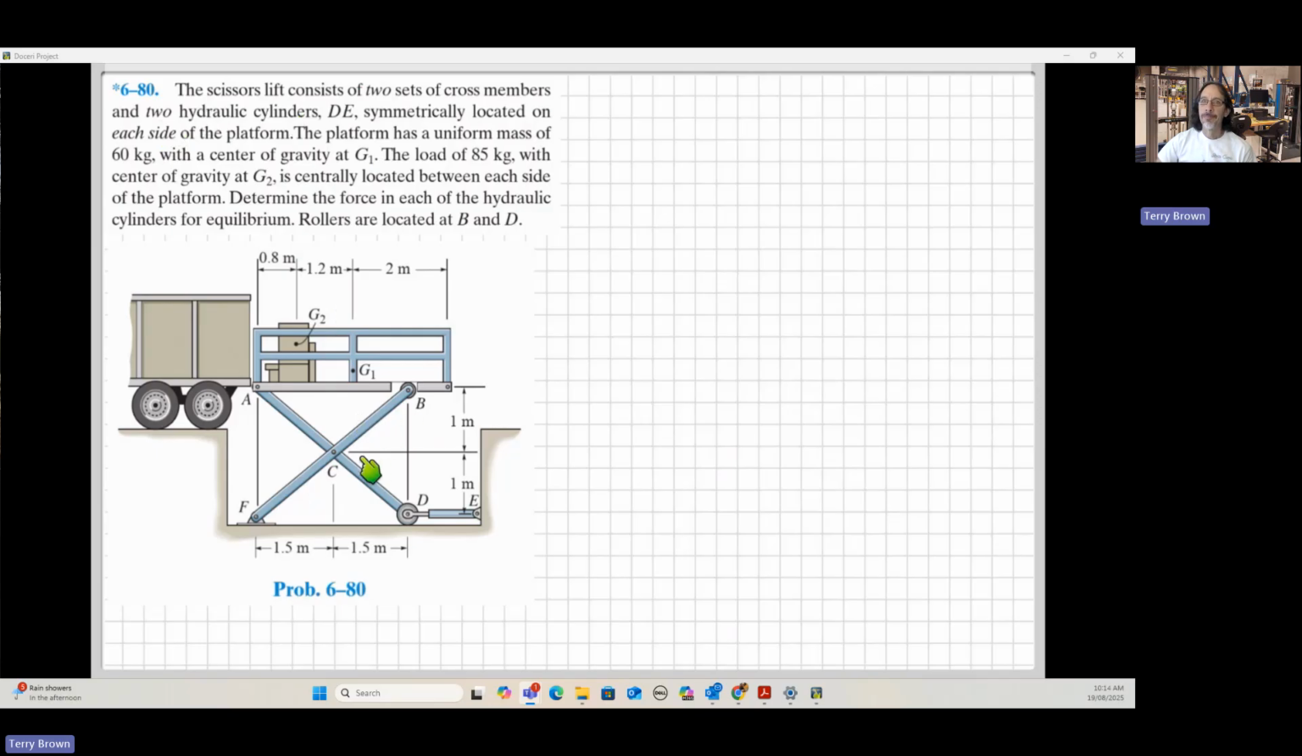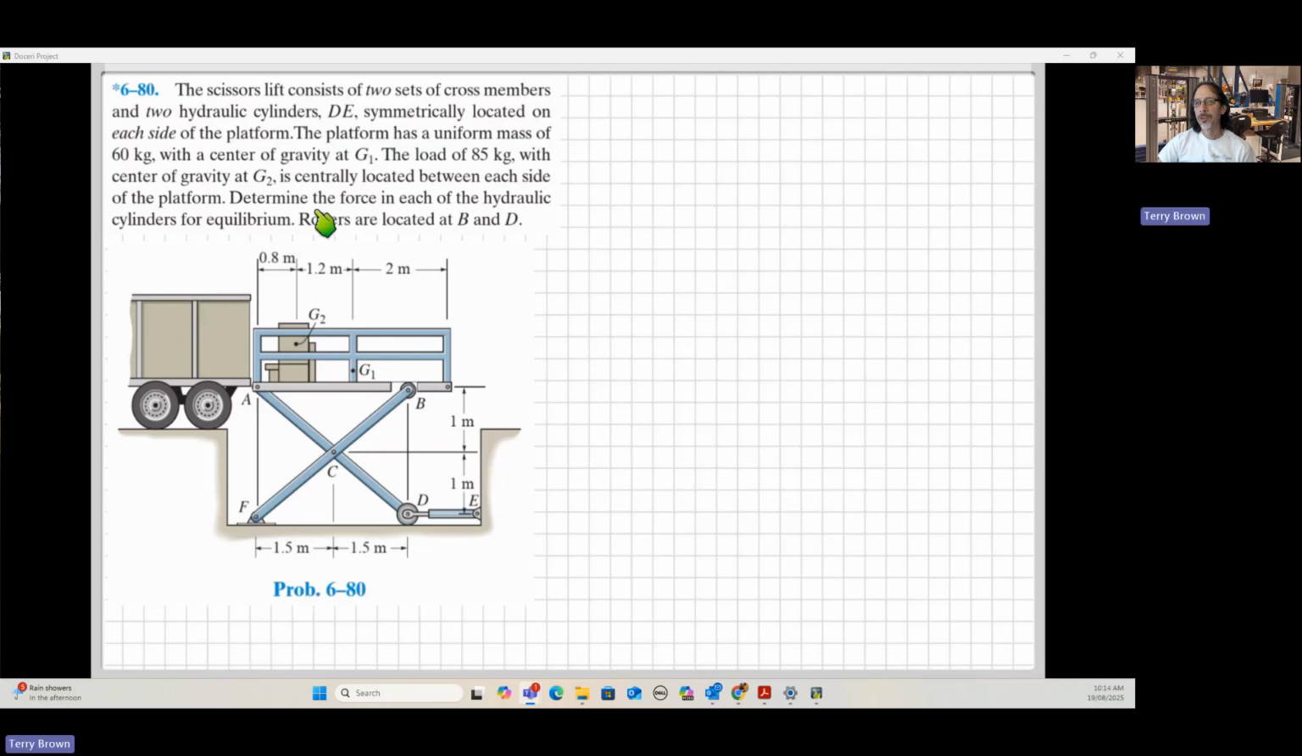So we've got a platform here, with two sets of these cross members, one close to us and one further away behind that we can't see. So we need to take that into consideration, and we're told the platform has a uniform mass of 60 kilos with a centre of gravity at G1 here, and the load of 85 kilograms with a centre of gravity at G2 as shown here, centrally located between each side of the platform.